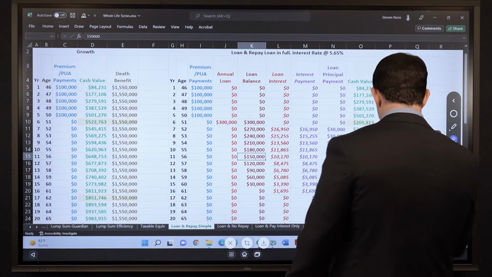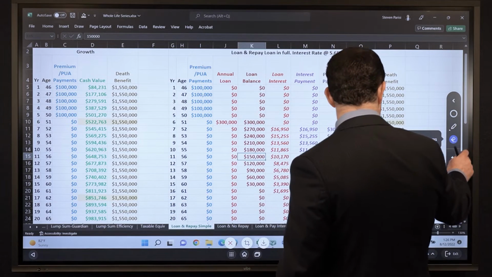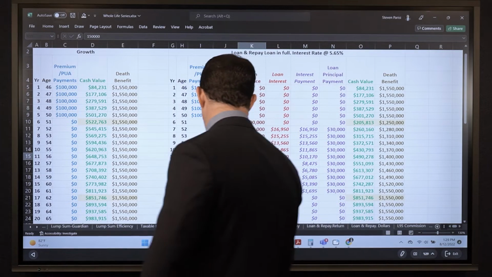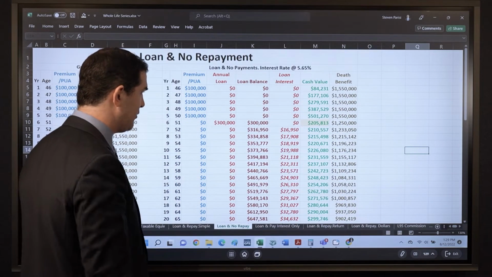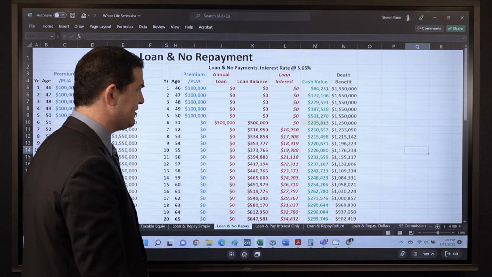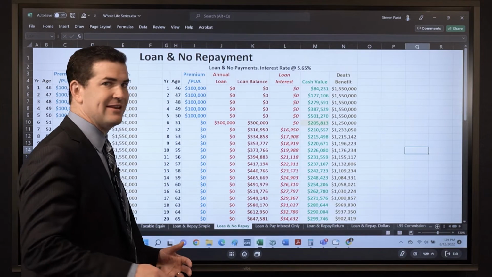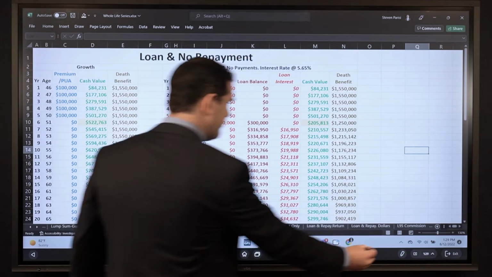So this is all well and good because I pay it back over time. What if life happens though? Let's look at the no repayment scenario. This is the one that is so important to see. So we've got the exact same scenario here.